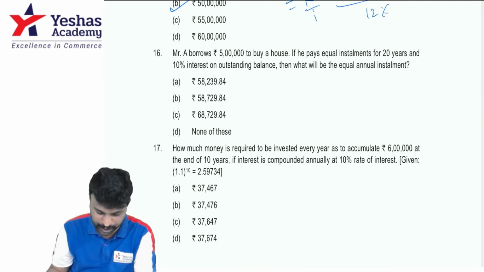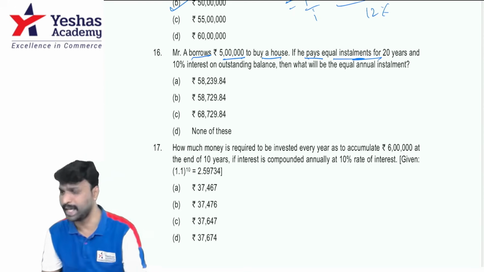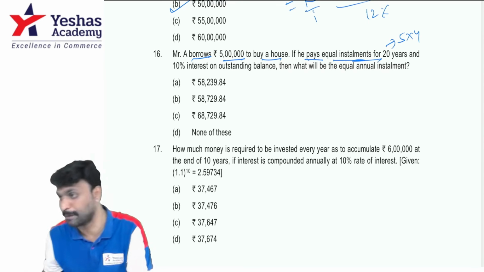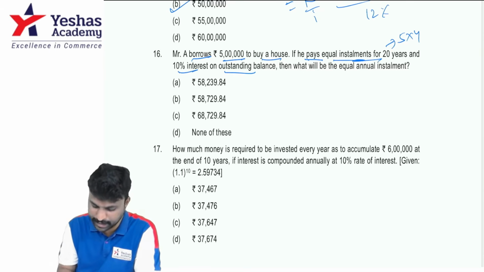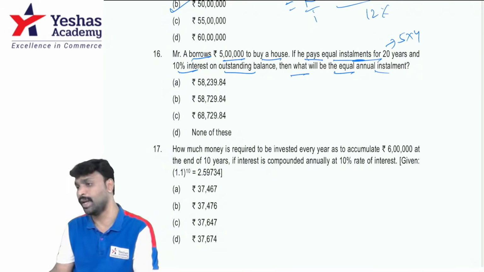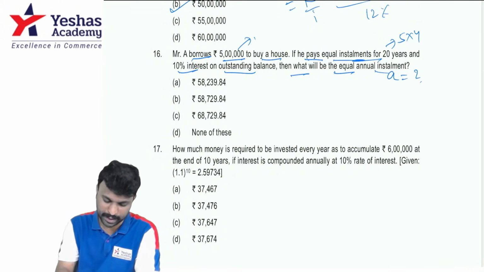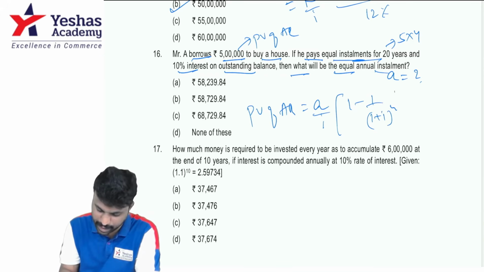Moving on to 16th question. Mr. A borrows 5 lakh to buy a house. He pays equal installments. Whenever they say equal installments, it's an annuity problem. 20 years, I can split it as 5 into 4. All right, and interest rate is 10% on outstanding balance. Then what will be the equal annual installment? We need to find the annuity A. So always the loan amount is PV of AR. So use the formula of PV of AR. What is it? A by I into 1 minus 1 divided by (1 plus I) whole power n.